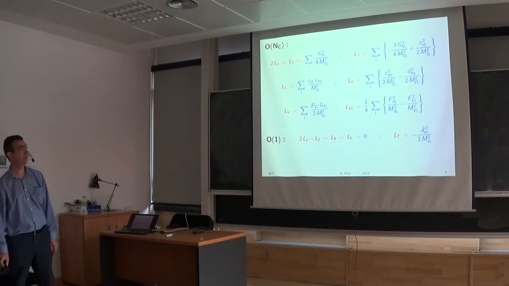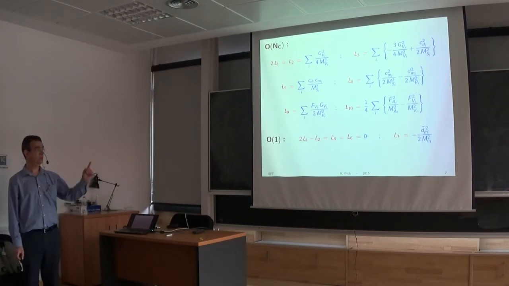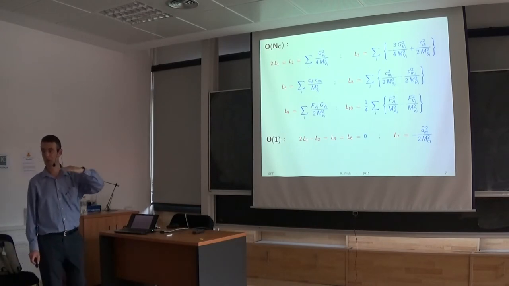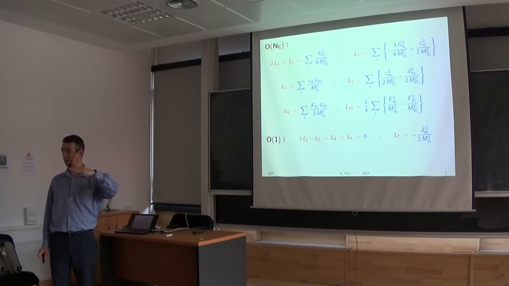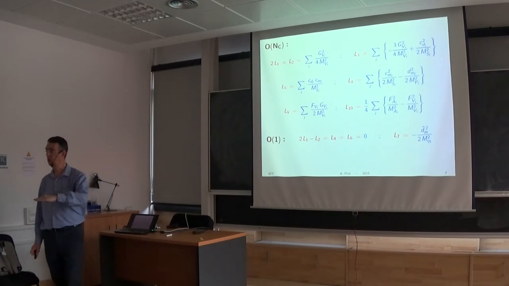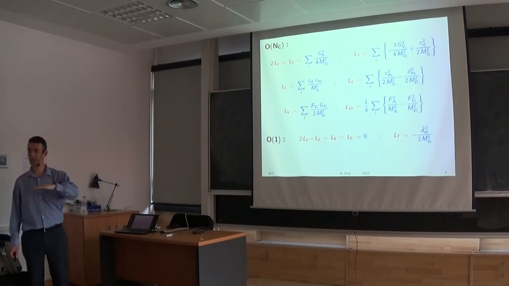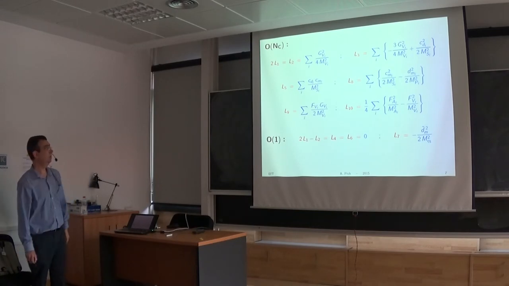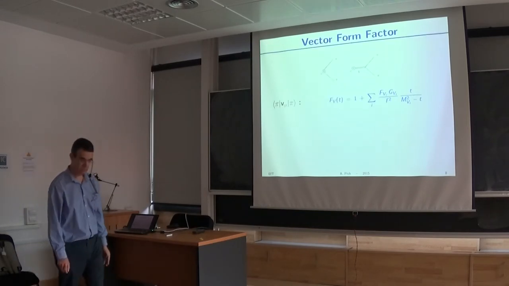What else can we do? This is the matching between my effective theory with Goldstones and massive states, and my effective theory with only Goldstones. Let's now try to do the opposite matching: the matching between real QCD and my effective theory with massive states. How can I do this matching?